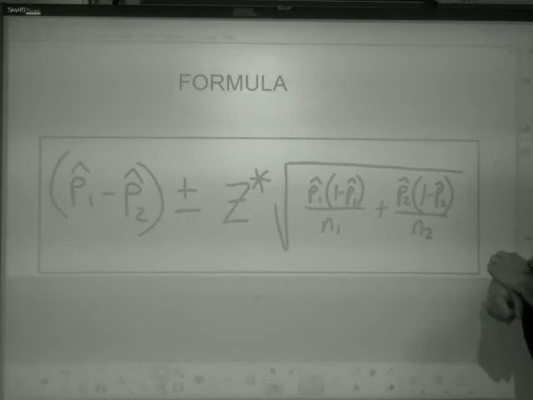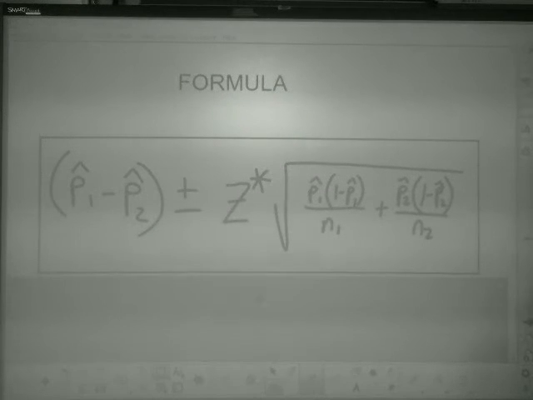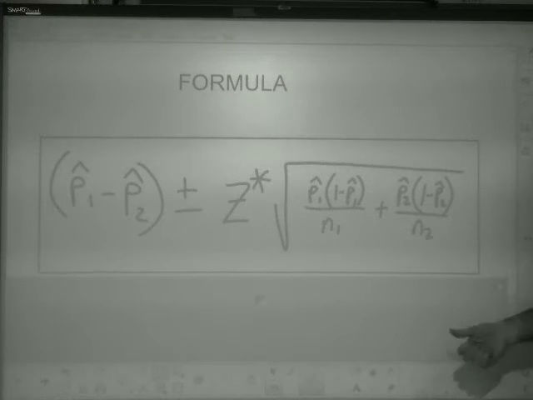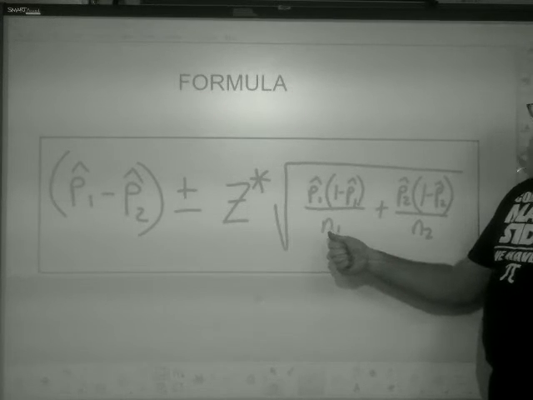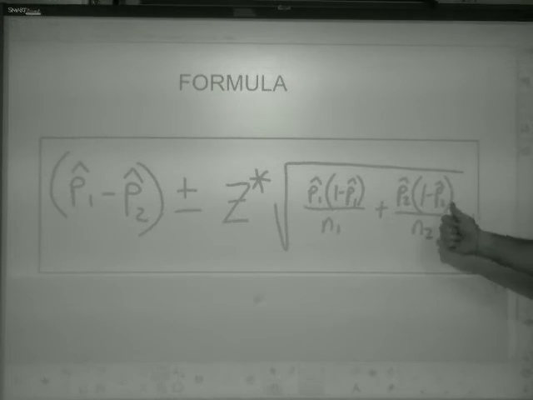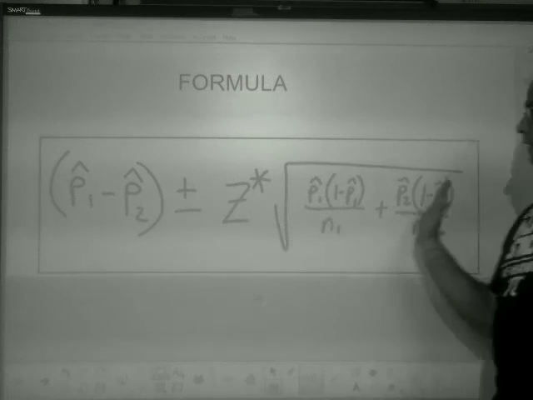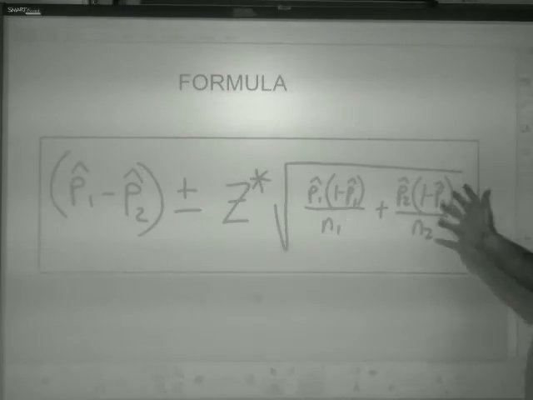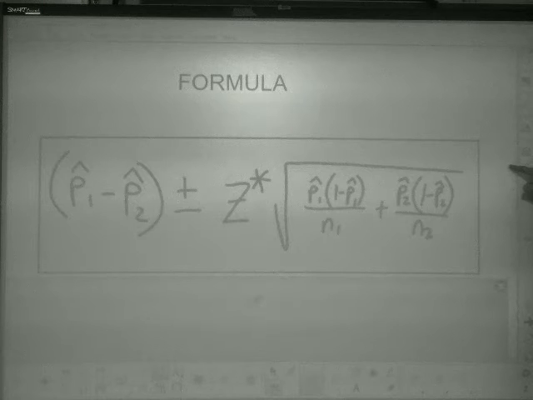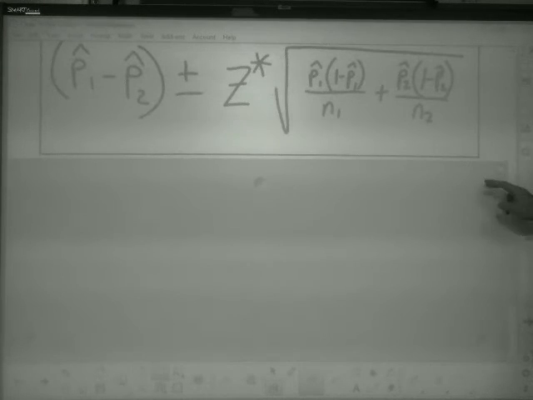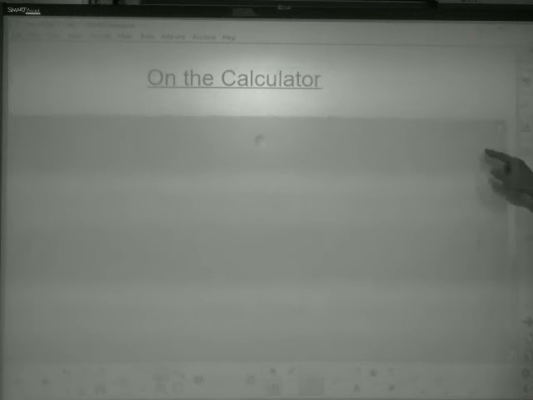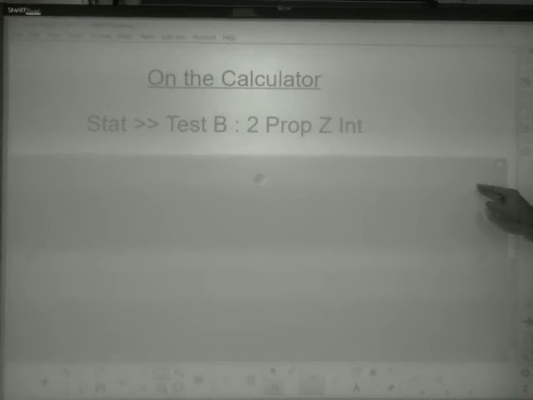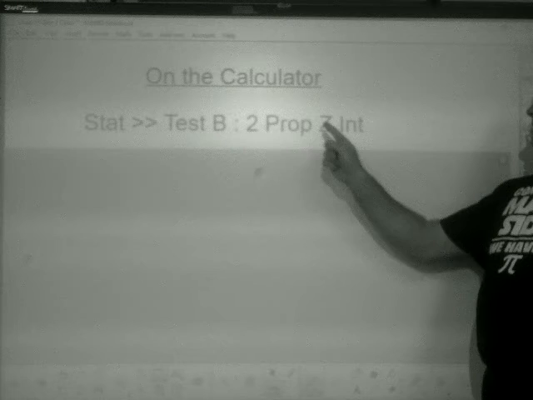And there's some slight modifications to that formula. You don't have to worry about where the formula came from. We just have to be able to apply and put the numbers in. So again, here's P1 hat, and N1, sample size for group 1, P2 hat, and sample size for group 2. Fill in all the information. You're not going to calculate it. The calculator will do all the calculation for us. So on the calculator, you are going to type in stat test B, which is a two proportion z interval.